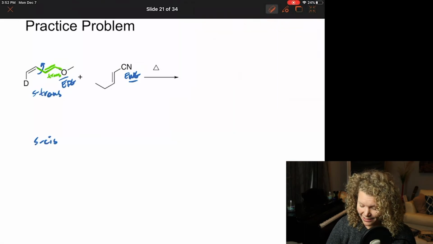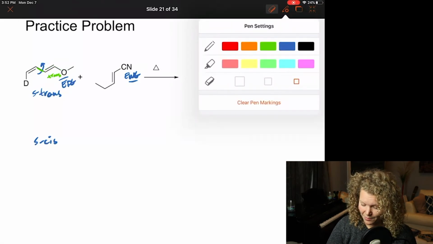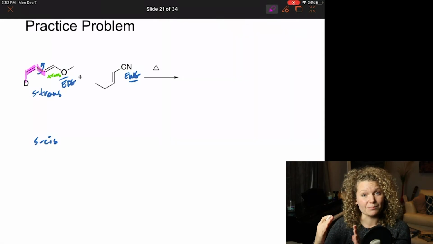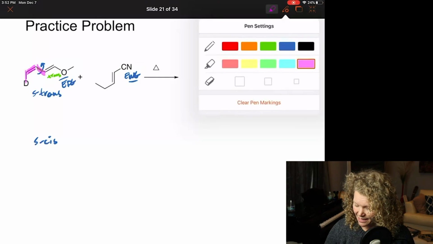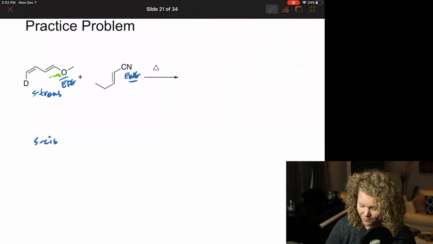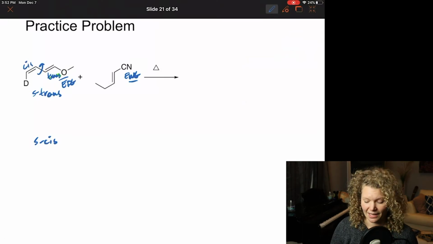And then let me label this other one in pink. And so here we have a cis alkene. Both of the groups are on the same side. So let's do our rotation here. Again, we have a trans alkene, and then here we have a cis, okay?